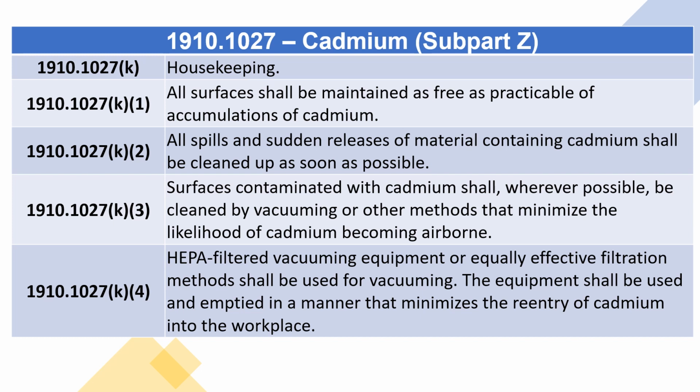1910.1027(k) Housekeeping. 1910.1027(k)(1) through (k)(7): All surfaces shall be maintained as free as practicable of accumulations of cadmium. All spills and sudden releases of material containing cadmium shall be cleaned up as soon as possible. Surfaces contaminated with cadmium shall, wherever possible, be cleaned by vacuuming or other methods that minimize the likelihood of cadmium becoming airborne. HEPA-filtered vacuuming equipment or equally effective filtration methods shall be used for vacuuming. The equipment shall be used and emptied in a manner that minimizes the re-entry of cadmium into the workplace.